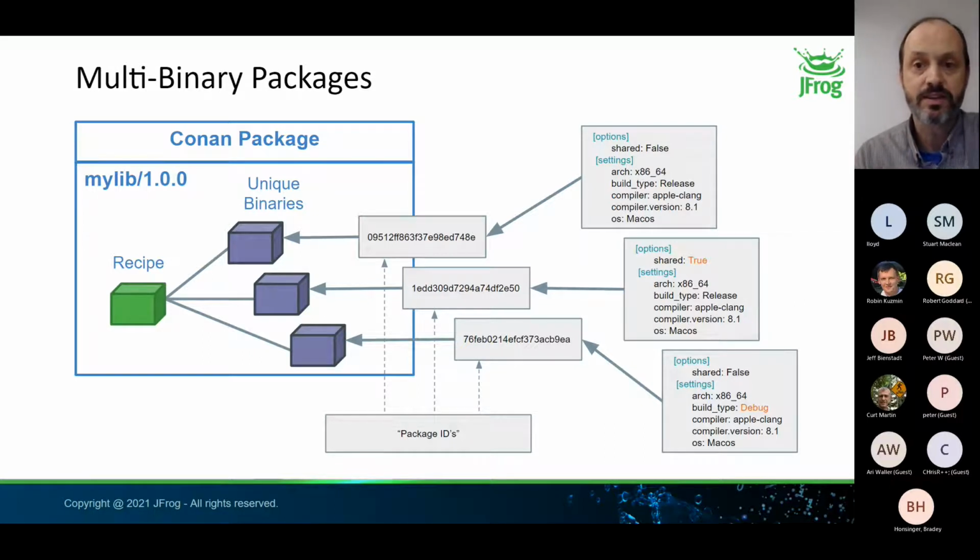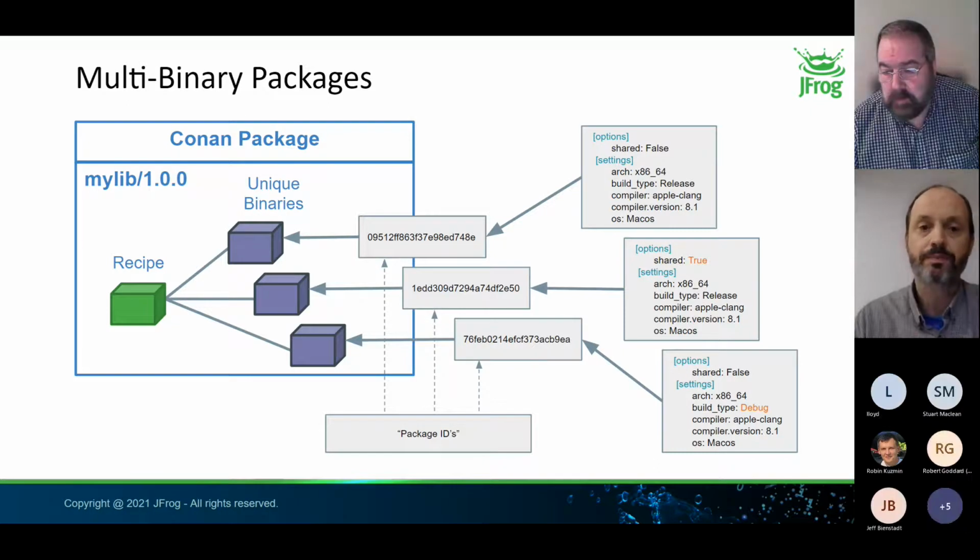On the right side, we can see this configuration. We have the settings. The settings, for example, are the architecture, the compiler version, anything that changes. If it changes, it will have a different binary. Okay, so this is part of the configuration. And also the other part is the options. Whenever you change, for example, your package from a static to a shared library, you are going to have a different binary. So these options are also part of the configuration. We take this configuration, we hash it, and then we have these unique binaries.